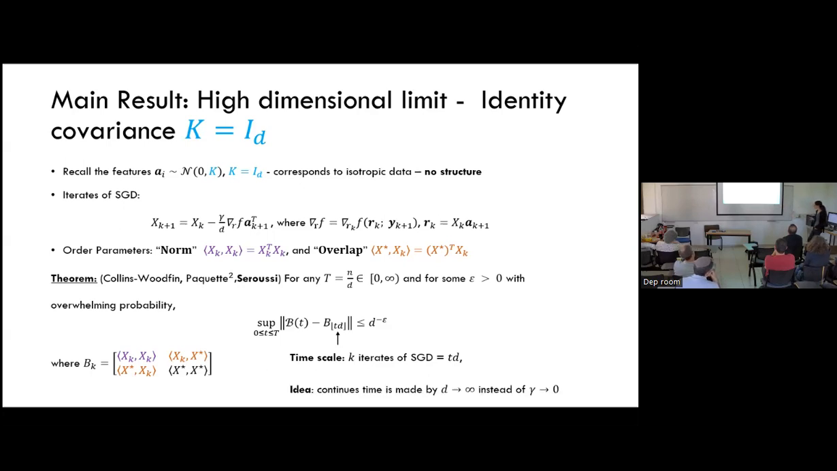And the idea is that, as I've shown at the beginning for the fixed dimension, taking the continuum limit was done by taking the step size to be very small. Here I'm taking the dimensionality of the parameters to be very large, and that gives me the limit.